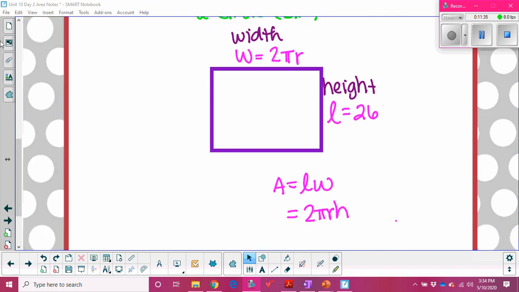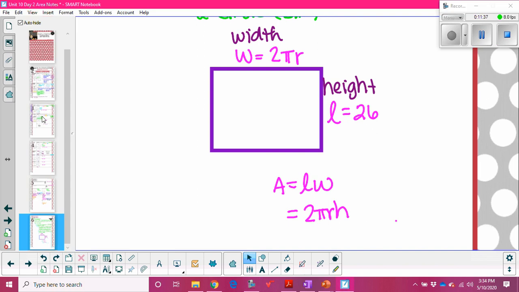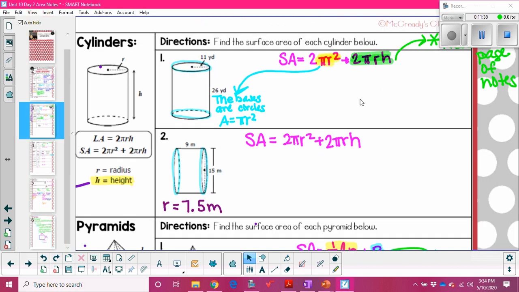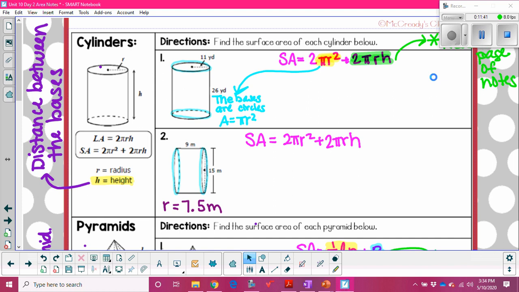Okay, so let's go back and look at where we were. And we were right here. All right, so let's go ahead and fill this in. Okay, so we have the surface area equals, we need to fill in this too. Make sure you use the pi button on your calculator. So the radius here is 11. I'm just going to fill the rest of this in again. The radius is 11. The distance between the two bases is 26.